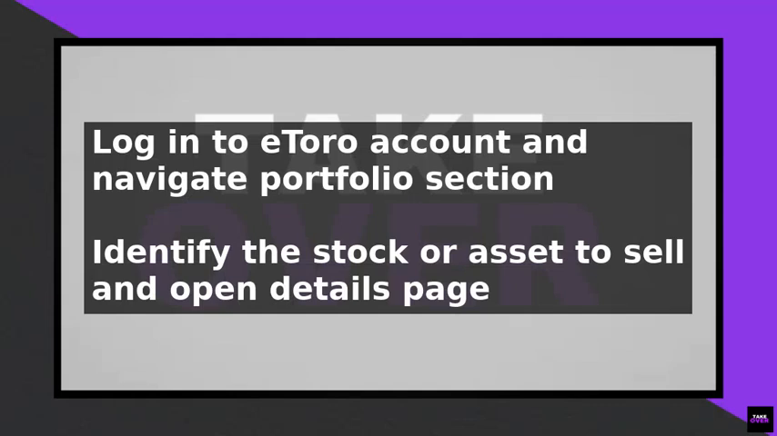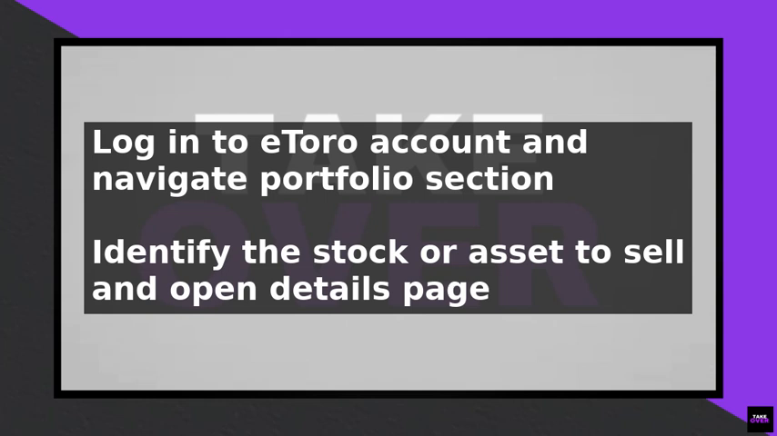To sell part of your shares on Etoro, you need to follow a series of steps. First, log into your Etoro account and navigate to the Portfolio section, where you can view all your investments. Identify the stock or asset you want to sell and click on it to open the Asset Details page.